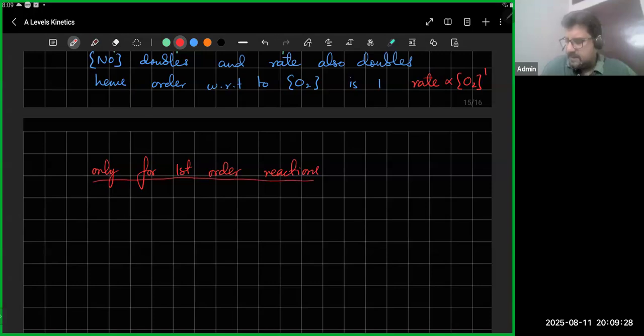So what that means is that k, the rate constant, is 0.693 divided by the half life. Okay, so only for a first order reaction.